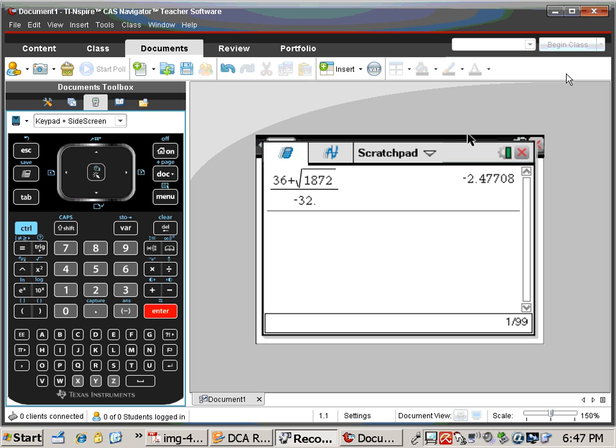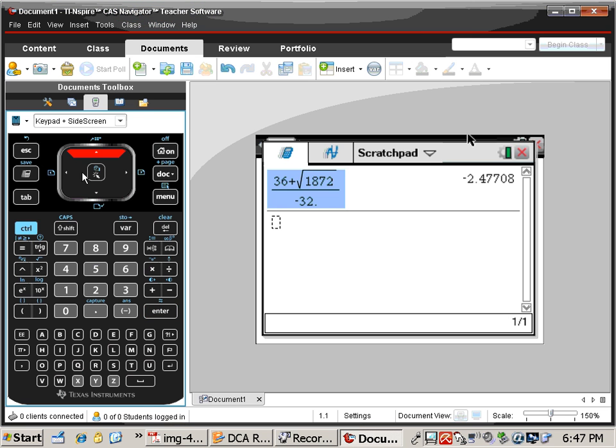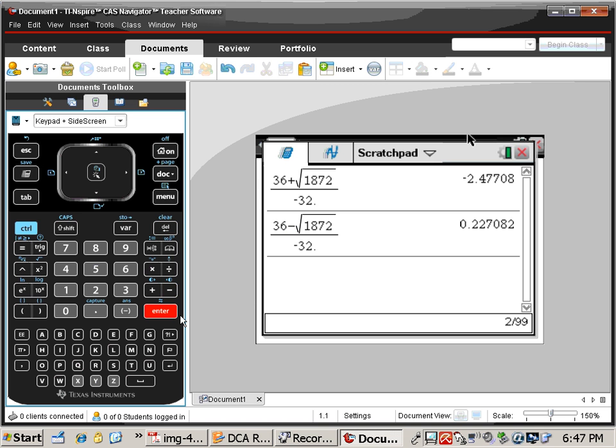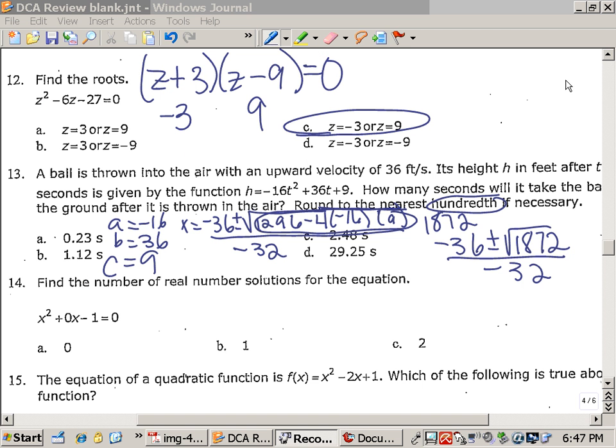Okay, now remember I can hit up arrow and hit it again, and then hit enter, and it will paste that on. And then I'm going to go back to the plus sign, change it to a minus sign, and hit enter. So these are the two answers that I get. And coming back to my problem 13, it looks like the answer is going to be A. I got rid of the negative because I'm looking for time, and time can't be negative.